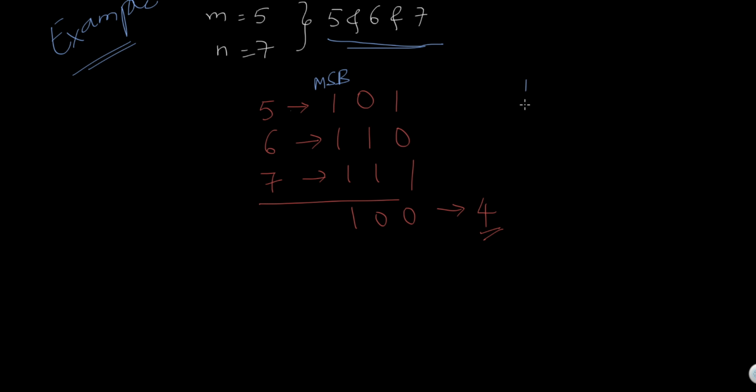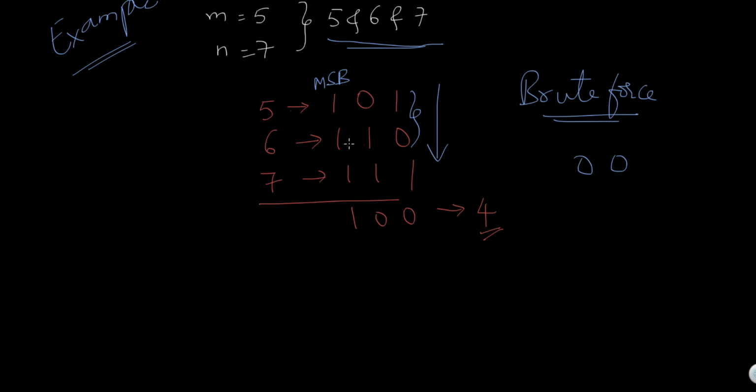If we follow the brute force approach, at each and every position we will be performing AND operations one by one. So we take 5 and 6 and perform the AND operation between them. 1 and 1 will give us 1, 0 and 1 will give us 0, and 1 and 0 will give us 0. Now we take this 7 and AND it with the result. So 1 and 1 is 1, 0 and 1 is 0, and 0 and 1 is 0. So the output is 100, which is nothing but 4.